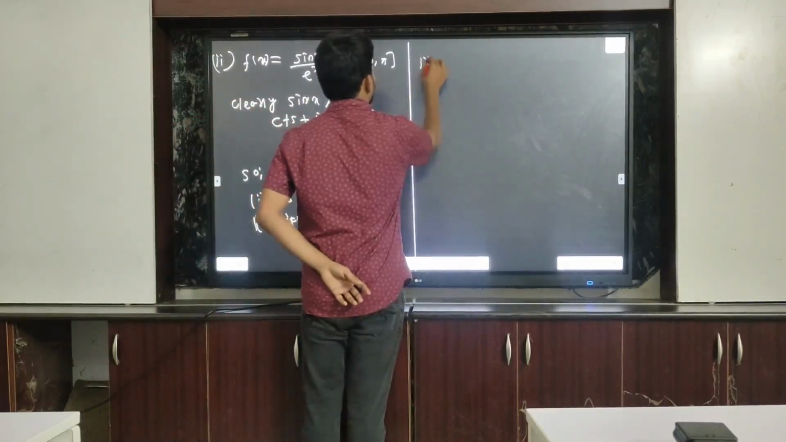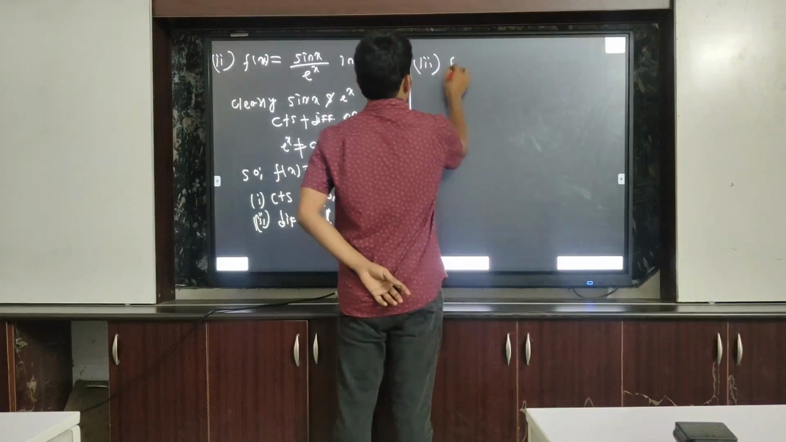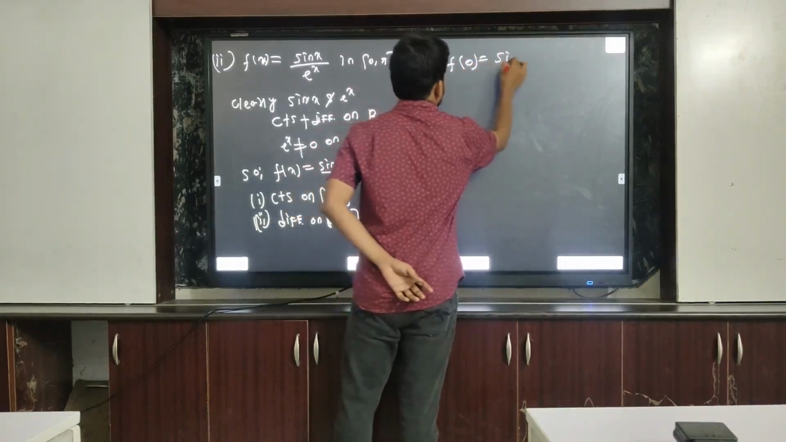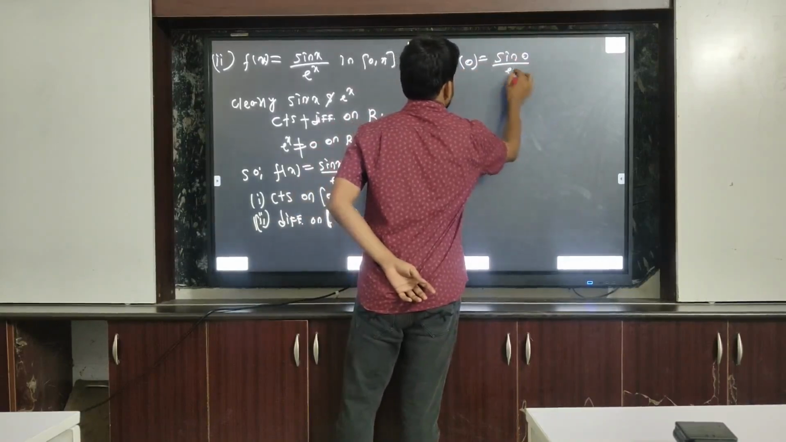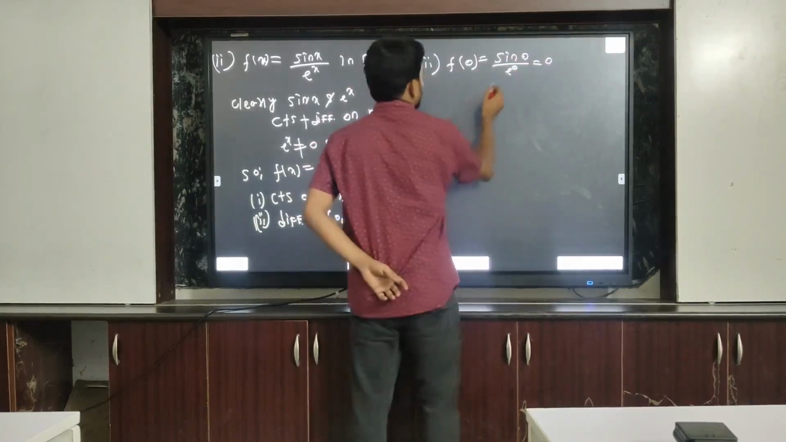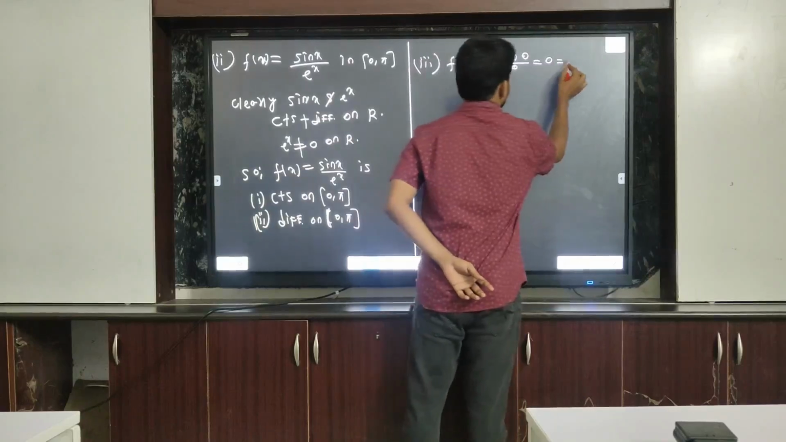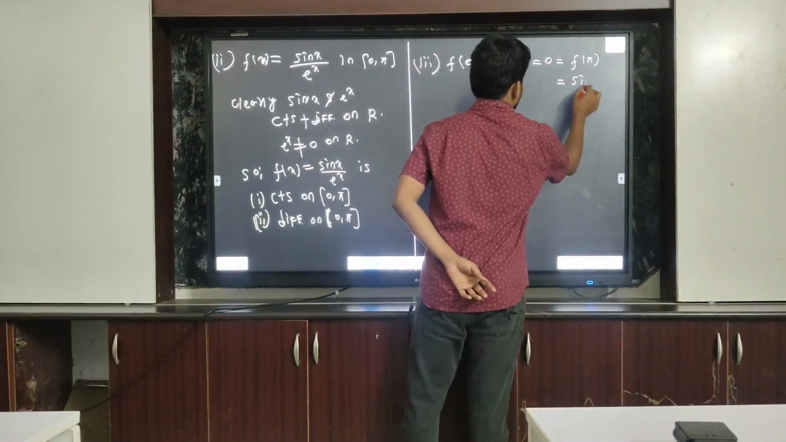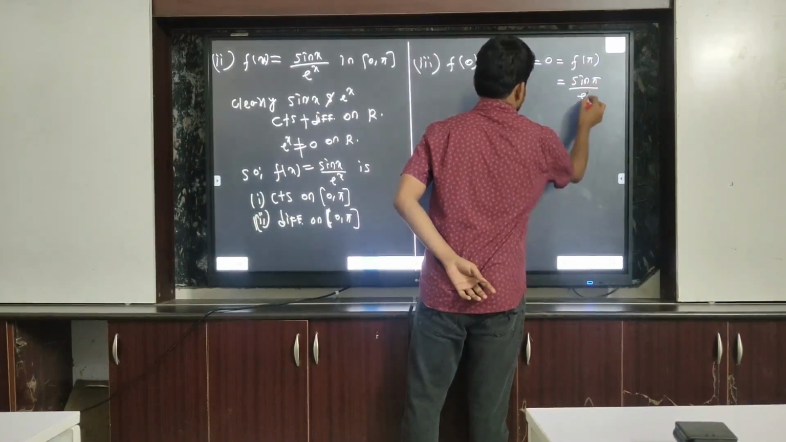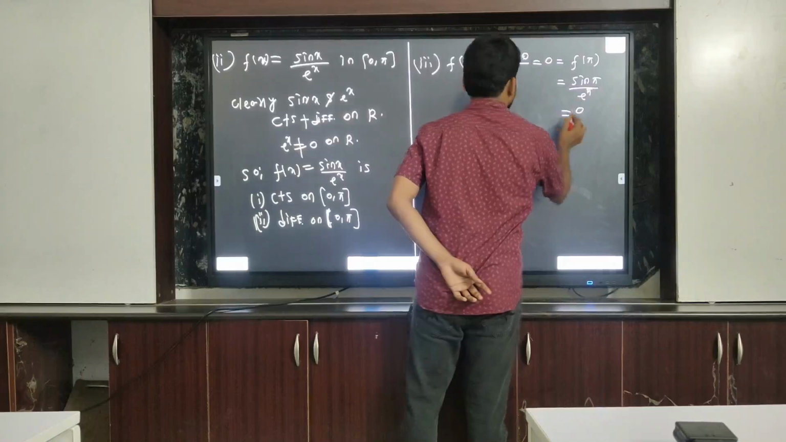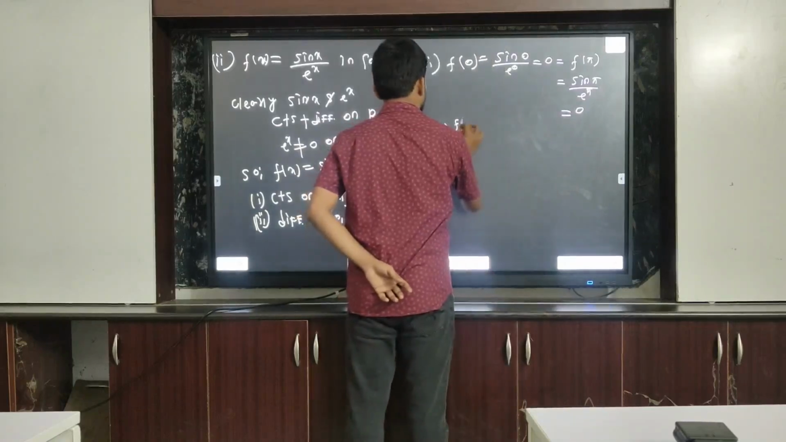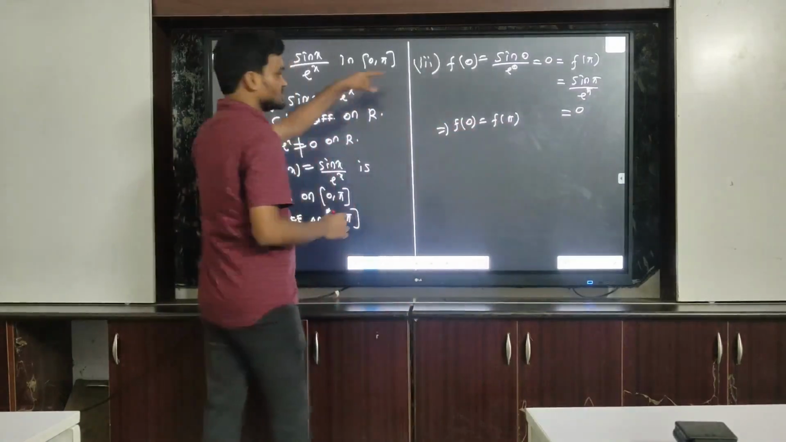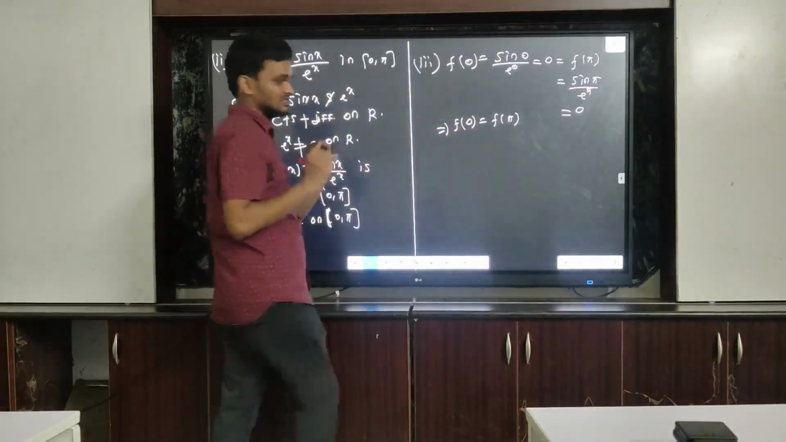The third point is f of 0. What is f of 0? Sin 0 by e to the power 0 is equal to 0, which is equal to f of pi, which is sin pi by e to the power pi, equal to 0. So this implies f of 0 is equal to f of pi. So the three hypotheses are satisfied. Now we have to find c.